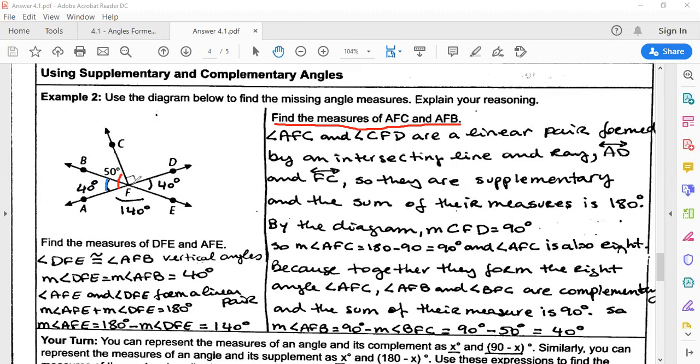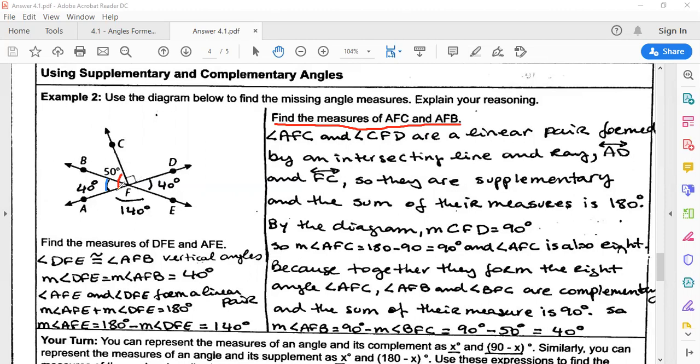So let's take a look at this picture. I know that BFC is 50 degrees. I also know that CFD is 90 degrees.